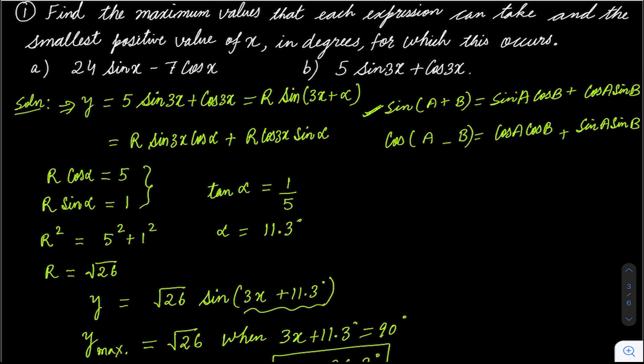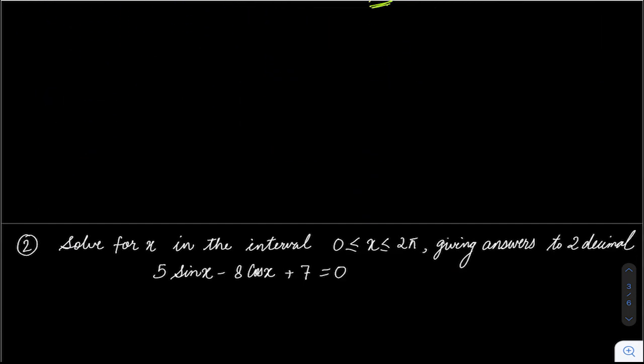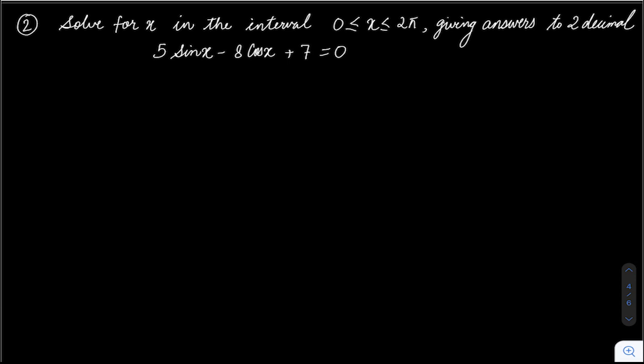I hope everyone understands these two questions. These are very important because they will be frequently used in trigonometric modeling questions. Okay, let's move forward. Now second question. These equivalent forms are sometimes used to solve trigonometric equations. So if an equation of the type a sine theta plus b cos theta plus some constant equals 0 is given, how do we solve this? We have to find x in the interval 0 to 2 pi, giving answers up to 2 decimal places.